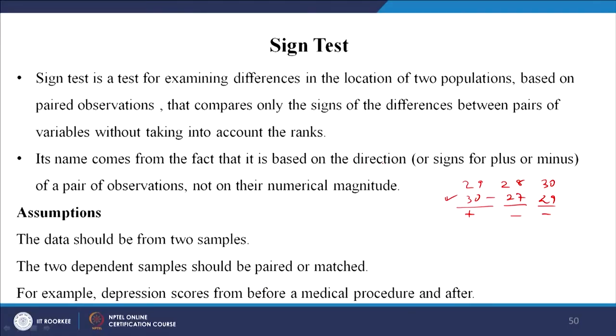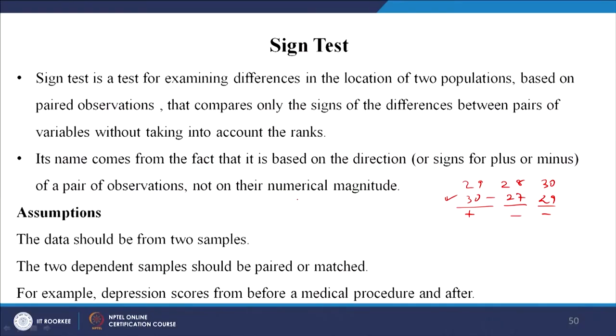Its name comes from the fact that it is based on the direction of a pair of observations, not on their numerical magnitude. That is why, since there is no numerical magnitude, this test is not a very strong test, although I will show you there is another test called the Wilcoxon sign rank test that is more powerful than this one. Still, let me explain both of these tests, and you can use this one also for your academic research.